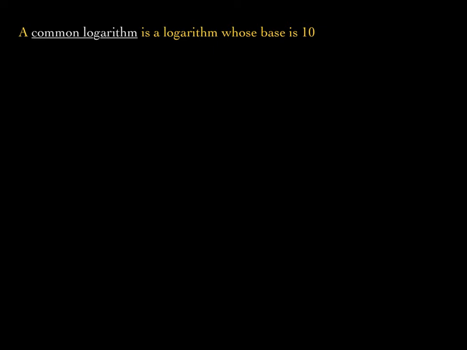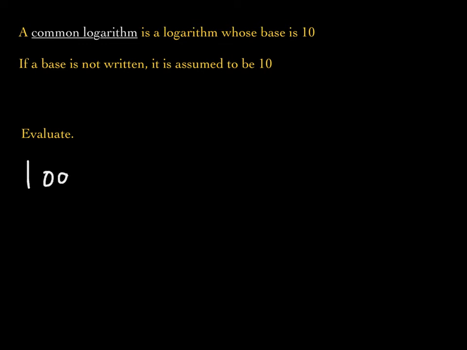Now, a common logarithm is a logarithm whose base is 10. What's really important to note is that if there is no base written, then the base is assumed to be 10. All right, so let's evaluate some common logs. Here's the first one, log of 100. Now you can see that the subscript is not written. The base is missing, if you will. Whenever the base is not written, it is assumed to be 10.